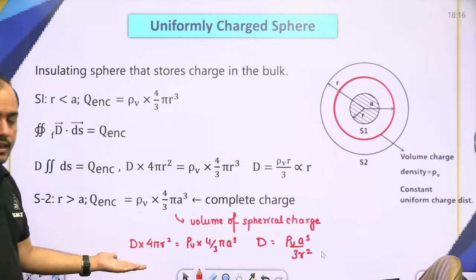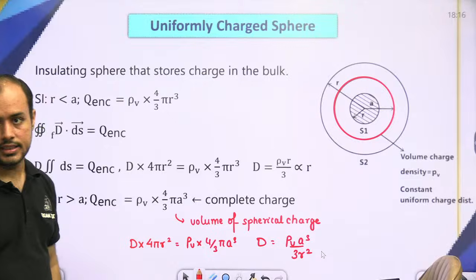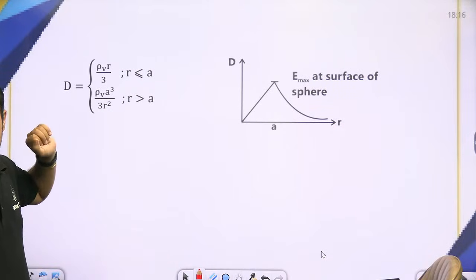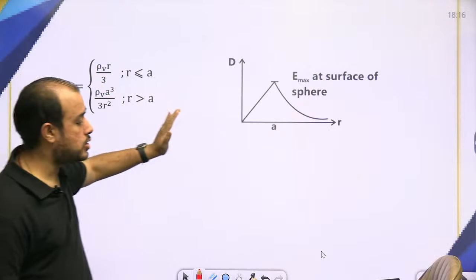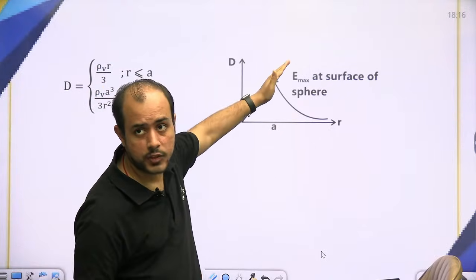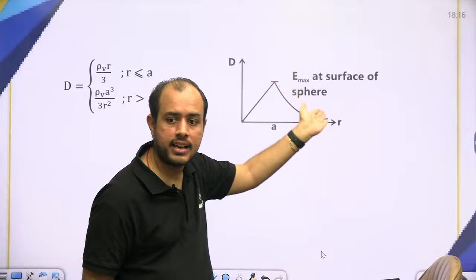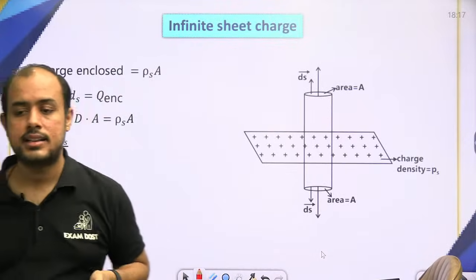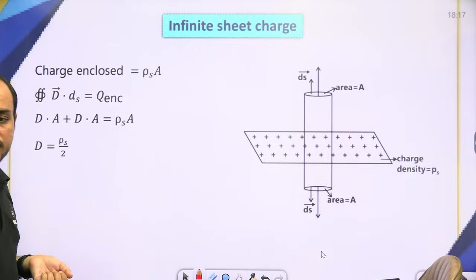Okay. Again, I changed the charge enclosed. So here, it is inversely proportional to r square, directly proportional to r. So inside the sphere, it linearly increases, then decreases as 1 by r square. Again, maximum at the surface of the sphere.